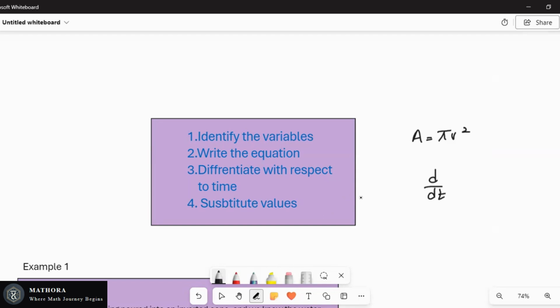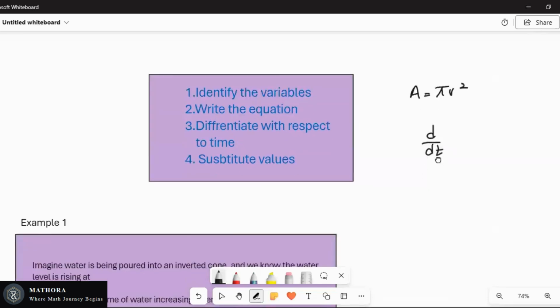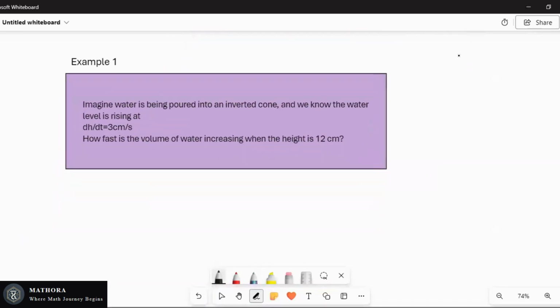And as the last and the fourth step, you need to substitute values. So you need to plug in the given numbers and solve for the unknown rate. So let's see it in action. So I'm moving into example one. Okay. So now let's read.